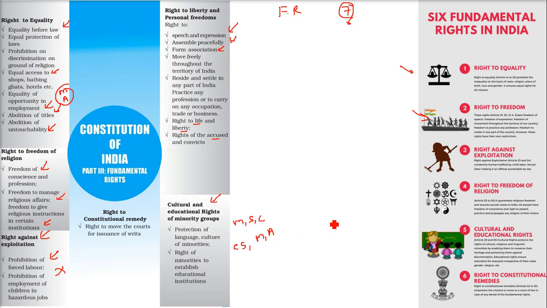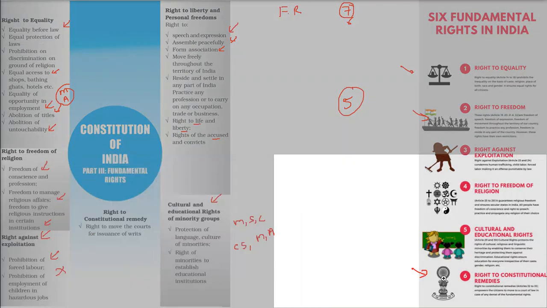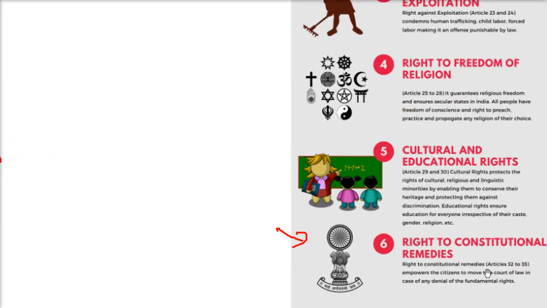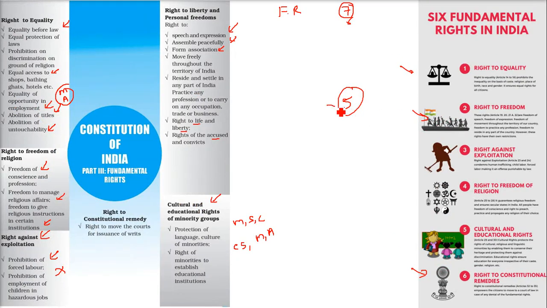Educational rights are there. And one more is there, that is the right to constitutional remedies. Now this is actually not a fundamental right in itself, but it is a right to guard the above 5 rights. The right to constitutional remedy empowers the citizens to move to a court of law in case of any denial of fundamental rights. So if these 5 fundamental rights are violated or there is a breach of any of these fundamental rights, now you have all the possibility to go to the court or to get justice. So these are the 6 fundamental rights in India.